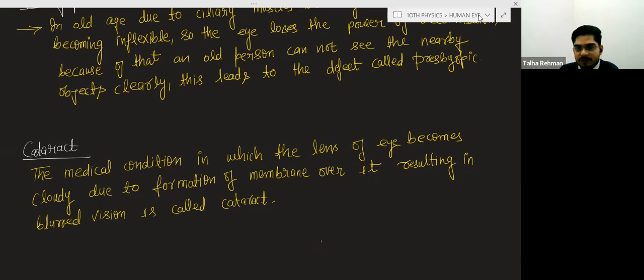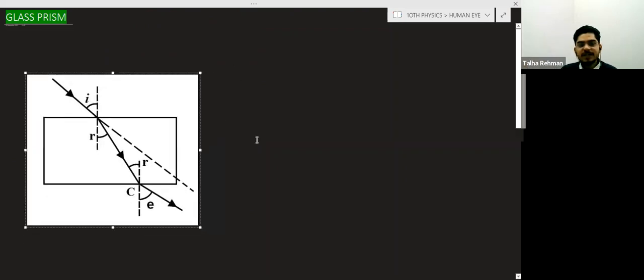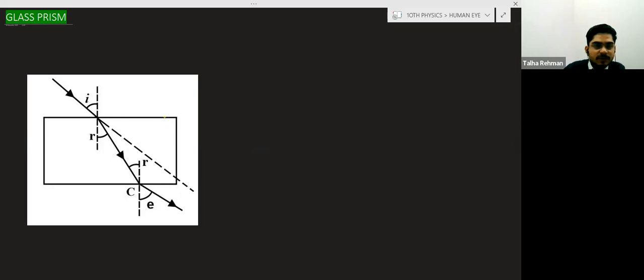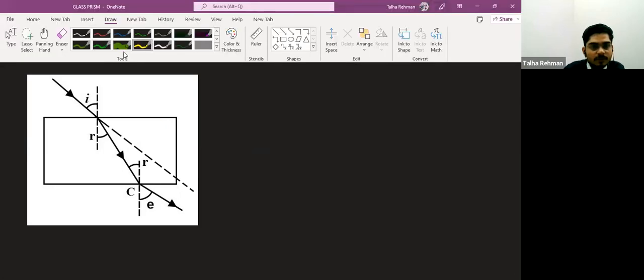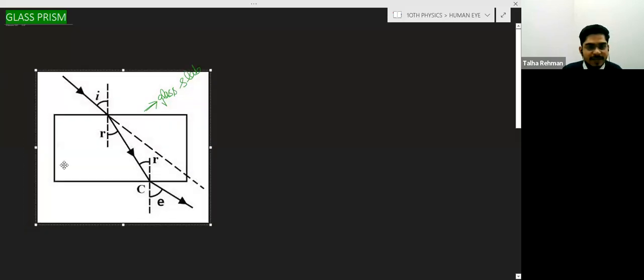Now after this we will discuss the glass prism. Before the glass prism, we have seen refraction. We will discuss refraction by the glass prism. Before that I want to tell you, this is a glass slab. I have told you the refraction through the glass slab earlier. In case of the glass slab, see, this is the incident ray.